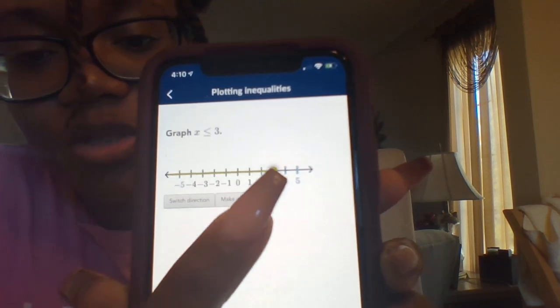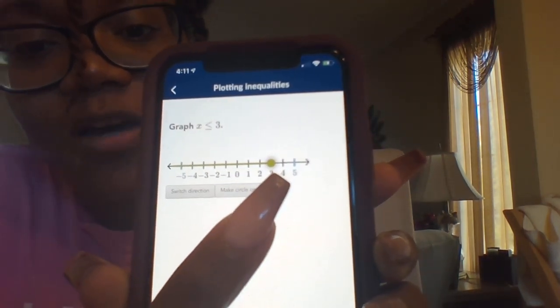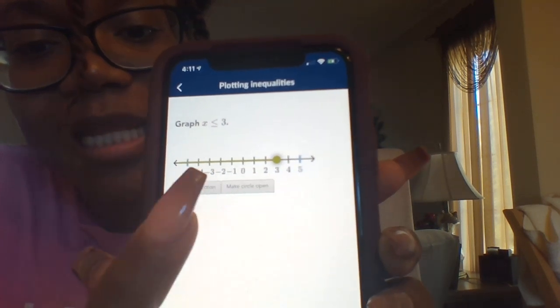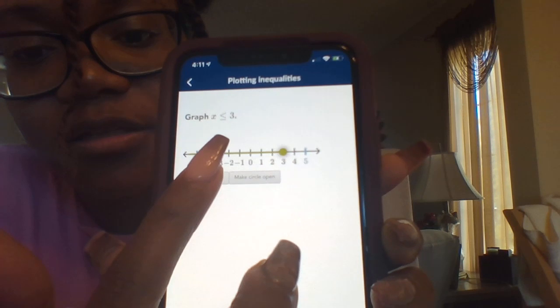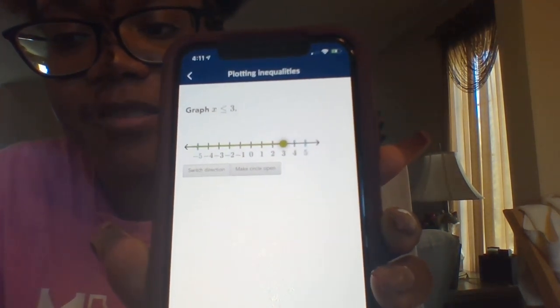Since they are less than, you should be going to the left on the number line toward the negatives. So all the values that are less than 3 are going to be to the left of it toward the negatives. Again, if you need to switch your sign, you just tap this button. So ours needs to be going to the left. And that's it. The rest of the problems in that set were pretty much the same.